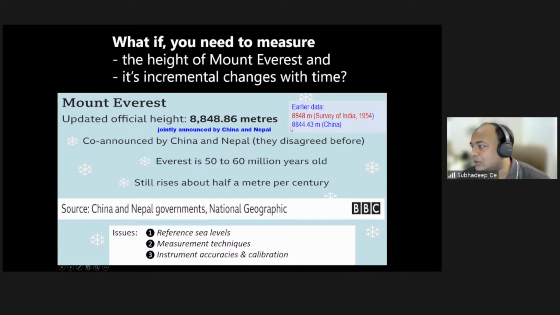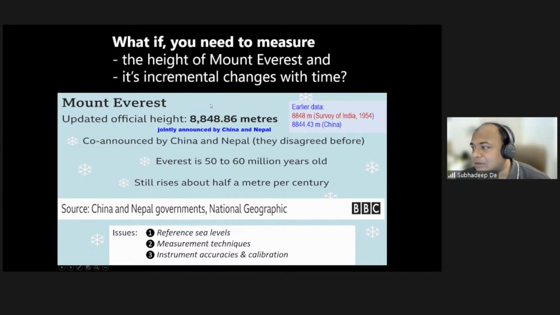Sorry, this was actually the height that China measured at that time in 1954, and there is a discrepancy of 4 meters. So there is always a sort of discrepancy going on about who is right, whether the Indian measurement was right or the Chinese measurement was right at that time.